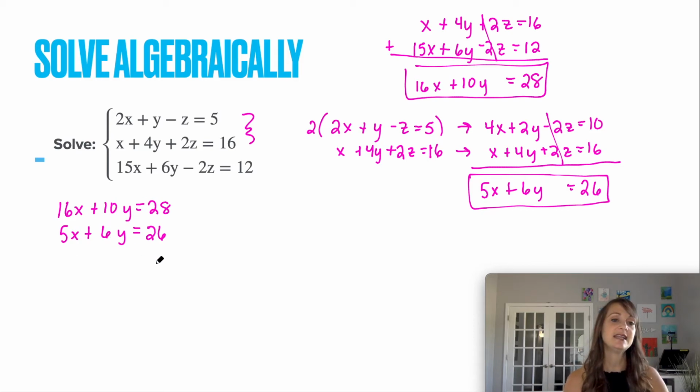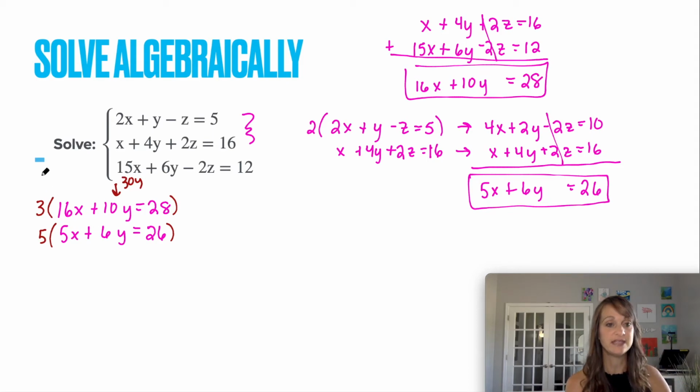10 and 6 do obviously have a little bit more in common. I believe 30 is going to be their least common multiple. So I'm going to try to get the y's to become a 30y. In order for the top equation to become a 30y, I would have to multiply by 3 because 3 times 10 is 30. In order for the 6y to become a 30y, I would have to multiply the bottom equation by 5.